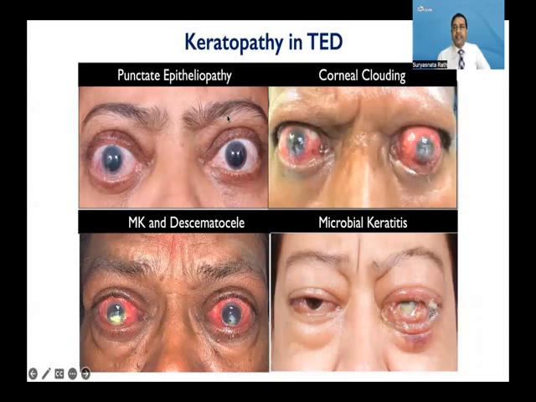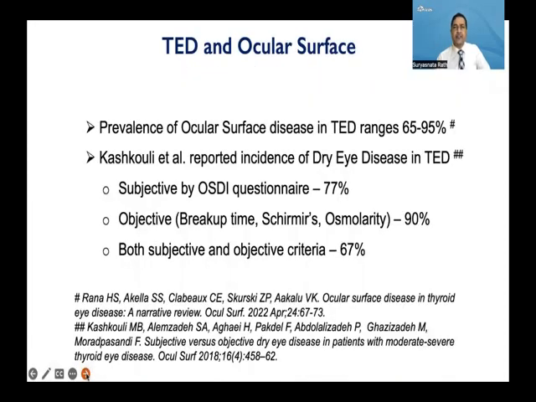Keratopathy in thyroid eye disease could present in the form of punctate epitheliopathy, to corneal clouding, to a full-blown microbial keratitis with or without descemetocele. Ocular surface disease has quite a high prevalence in thyroid eye disease. Depending upon whether we take subjective or objective criteria, almost two thirds of patients with thyroid eye disease have an ocular surface problem. This kind of milieu may be the setting to cause more fulminant corneal breakdown.